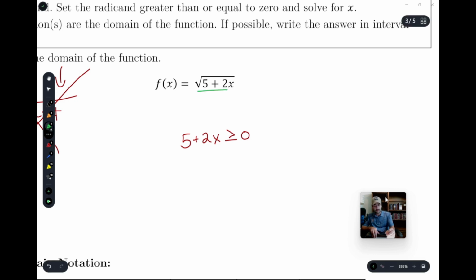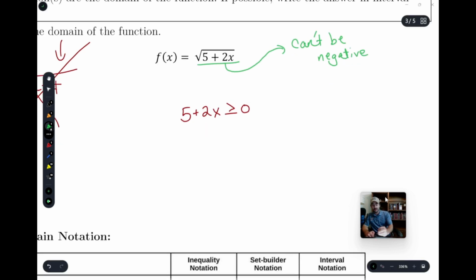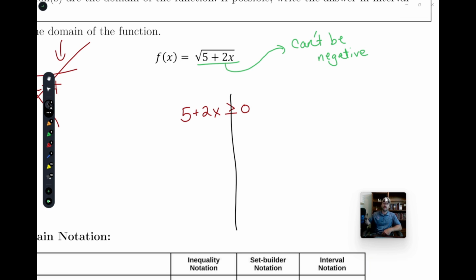And if you want a little side note, you could say it can't be negative. And we're going to restrict our domain so that that can never happen. And this is why we learned about inequalities first, and this is why we learned about solving linear equations first, so that we could apply it here. So now we've got x is bigger than or equal to, move that 5 over, divide by 2, and you end up with that. I'm going to skip the number line and go straight to interval notation so we can get some practice doing it.